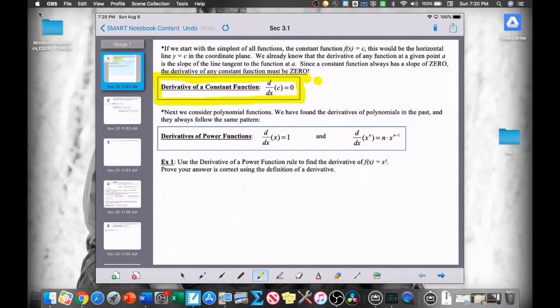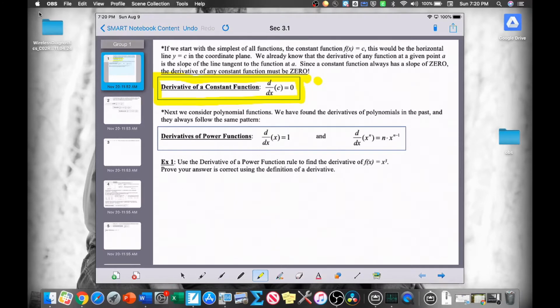Then we start thinking about polynomial functions. So linear, quadratic, cubic, quartic, so on and so forth. We have found the derivatives of many polynomials in the past, again, the long way, using the difference quotient. And I don't know if you've noticed this yet, but they always seem to follow the same pattern. The derivative of a polynomial is always 1 degree less than the function it was derived from.